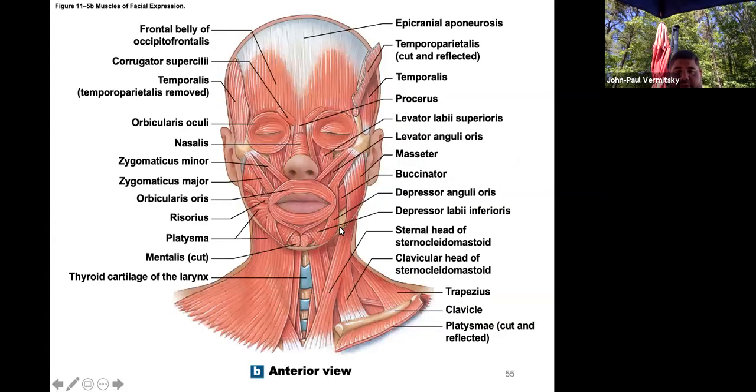So here you can see a little bit better. Here we can actually see the platysma. All right, frontalis muscle again right here, temporalis muscles right here. Okay, orbicularis oris.